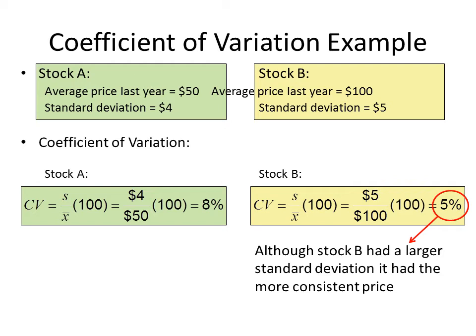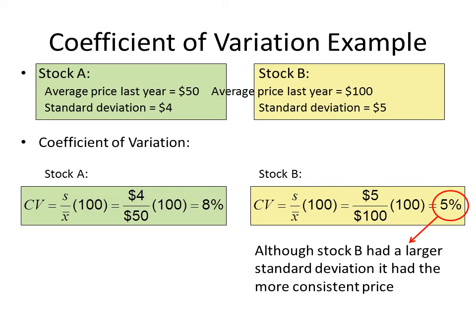So now in this example, you can put things in perspective. Stock A had an average price of 50 overall for the whole year. So you took the stock price of each day and divided it by how many trading days we had. The standard deviation of this stock is 4, so the coefficient of variation is 8%. Stock B had an average price of 100 and a standard deviation of 5, which gives us a 5% coefficient of variation.